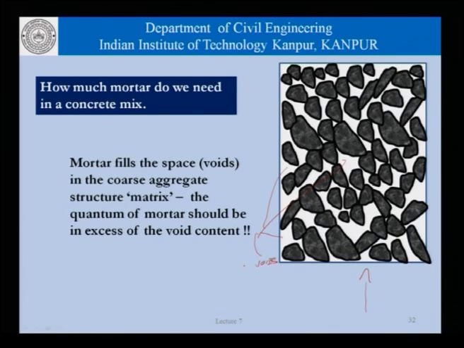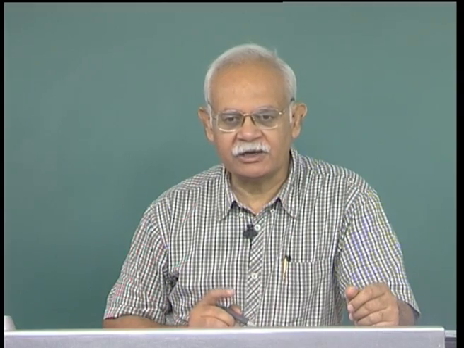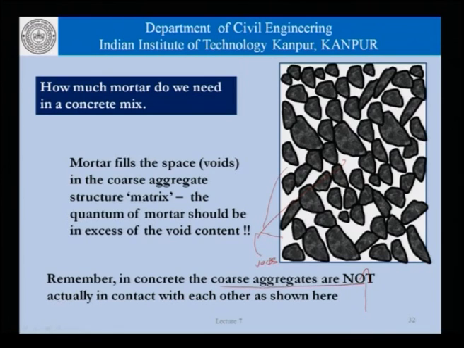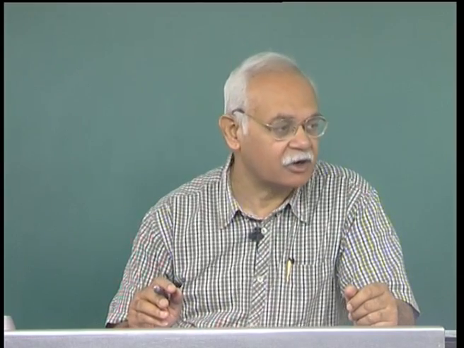So, we effectively have a measure of the minimum amount of mortar that we need in order that we are able to create a concrete. However, in a concrete, the coarse aggregates are not actually in contact with each other as shown here, and therefore, what will happen? Some of these coarse aggregates will not be there. That is the way to look at it. If the aggregates are in contact with each other, then we get a certain minimum amount of voids. It also depends on how much packing you do, but in principle, it gives you the minimum amount of voids, and that is the minimum amount of mortar that we need in the concrete.